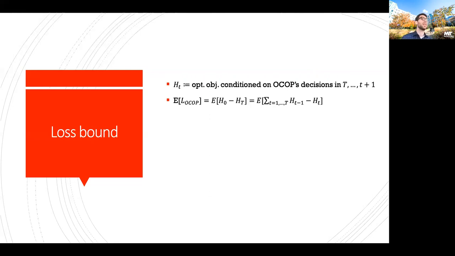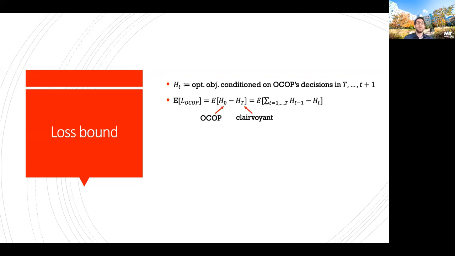Now, how can we bound the resulting loss of the OCOP algorithm? To do so, we define the hybrid objective in period t as the optimal objective that the clairvoyant could obtain if we force her to follow the decisions that OCOP has made in all the periods up to time t. Then we can write the loss of OCOP relative to the clairvoyant over the entire time horizon as the difference between H0 and HT.